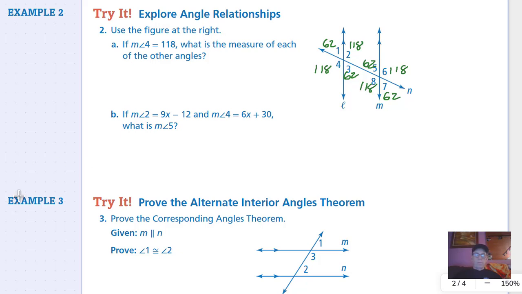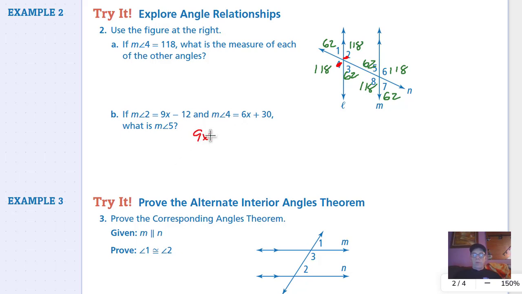Let's look at part B. If the measure of angle 2, which is this angle, is 9x minus 12, and the measure of angle 4 is 6x plus 30, what's the measure of angle 5? Now angle 5 is going to be same side interior with angle 2, so the plan would be to find x by setting these two equal to each other since these are vertical angles, finding x, plugging x back into one of these to find out what the actual measures are, and then subtracting from 180 because 5 and 2 are a linear pair and need to add to 180.